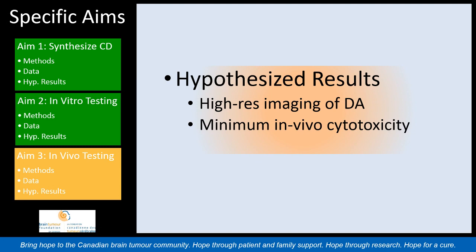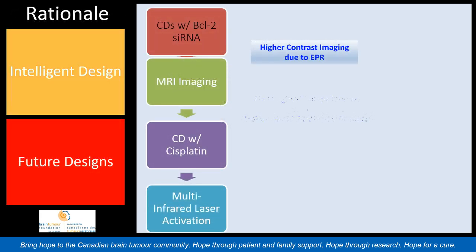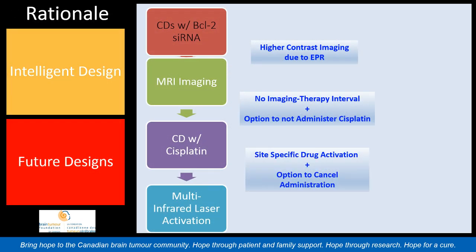And we hope to have high-resolution imaging of diffuse astrocytoma as well as minimized cytotoxicity in vivo. All right, so let's talk about why our proposal is bound to work, hopefully. By taking advantage of the enhanced permeability and retention effect, we can get high contrast imaging using the carbon quantum dots. There will be no imaging therapy gap because as soon as you inject a BCL2 RNA, you follow that up with the cisplatin, and you also have the option to cancel. Lastly, we have site-specific drug activation.